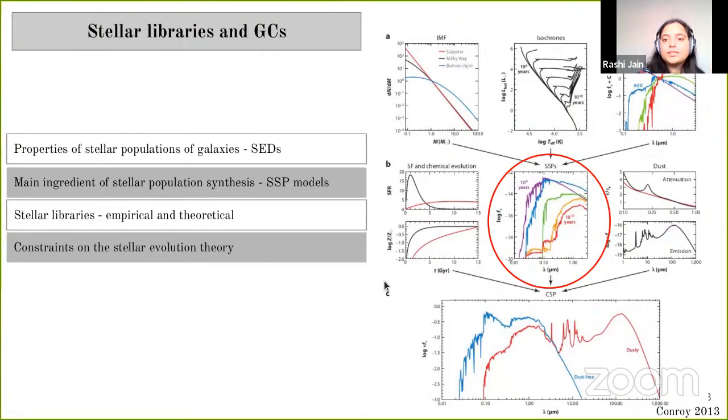And this diagram here displays the role of simple stellar populations in the formation of SEDs for galactic studies. In the ingredient list of SEDs of galaxies, stellar libraries play a very important role. Stellar libraries are usually of two types: empirical, which are made from real stars, and theoretical or synthetic libraries. And globular clusters are used to validate the physics that goes into these libraries or to calibrate the empirical libraries.